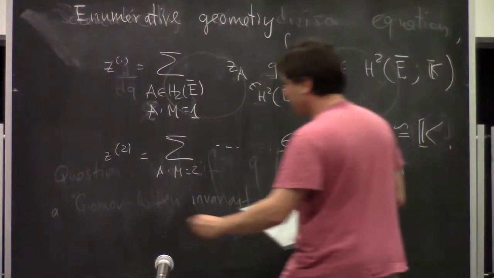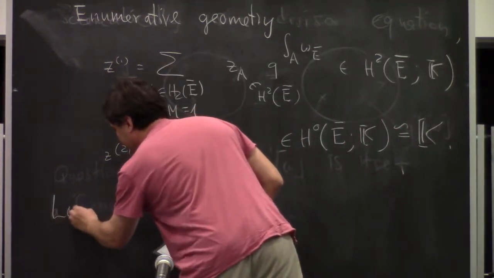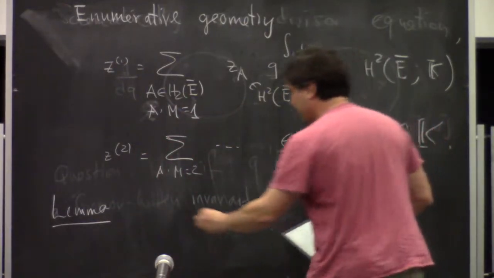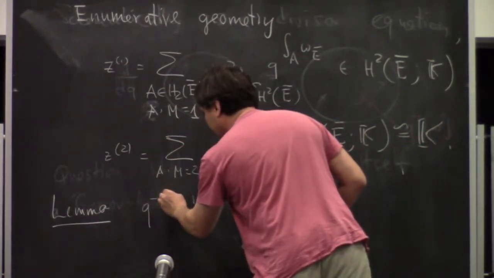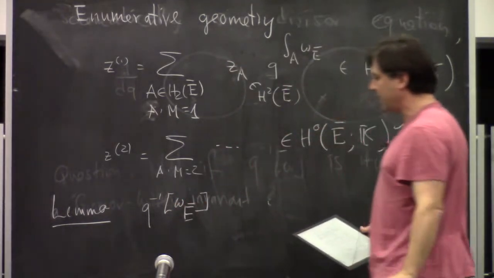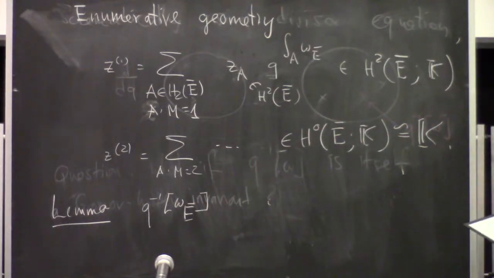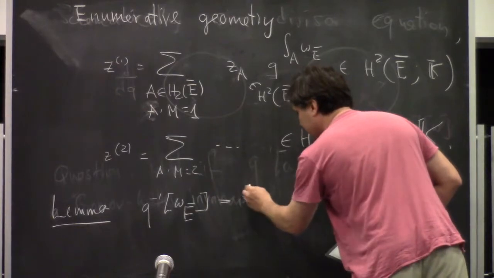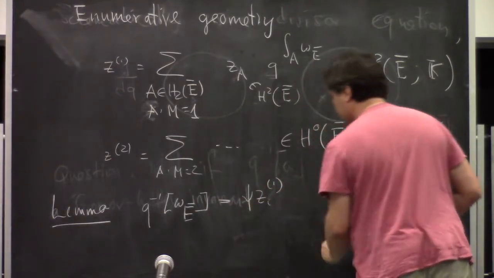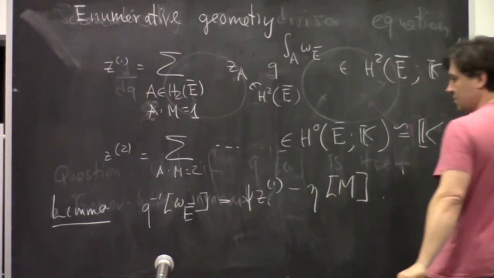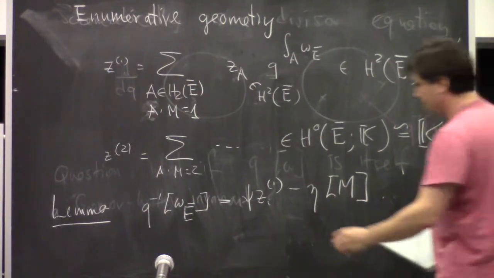Okay, and so the lemma that I want to say is that, what I said in the introduction is suppose that this particular class here is itself a Gromov-Witten invariant. Now I can say what I mean. Okay, so for some functions.